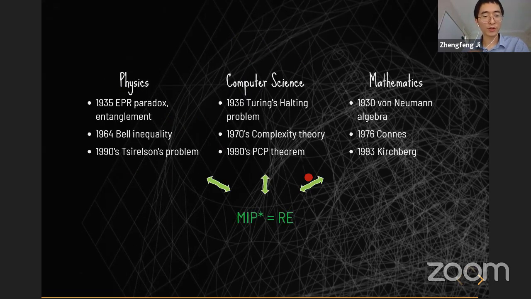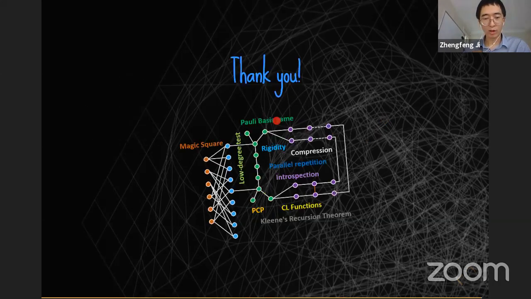Okay, so to summarize, it's very interesting to look at our results from the historic perspective: in physics, in computer science, in mathematics, a lot of exciting results starting from the 30s and revisited in the 60s, 70s, and to the 90s, all related to these results. And basically by using computer science and quantum information techniques, resolving problems in physics and in mathematics. Thank you very much for your attention.